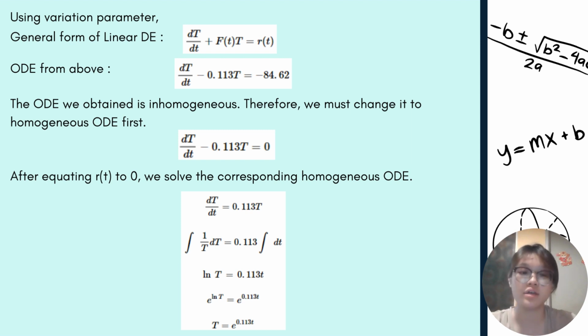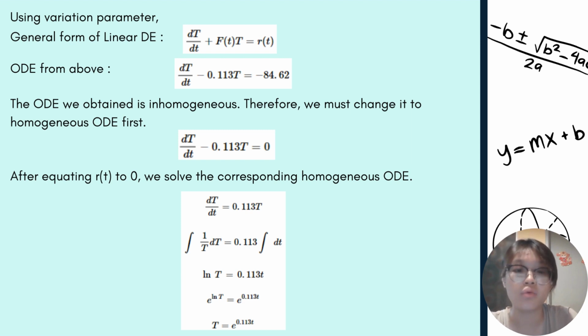Alright, let's begin. By using variation of parameter, the general form of a linear ODE is dT/dt + f(t)T = R(t). From the ODE that we already obtained just now, it will be dT/dt - 0.113T = -84.62. As you can see here, the R(t), which is -84.62, doesn't equal 0, which means it is inhomogeneous.